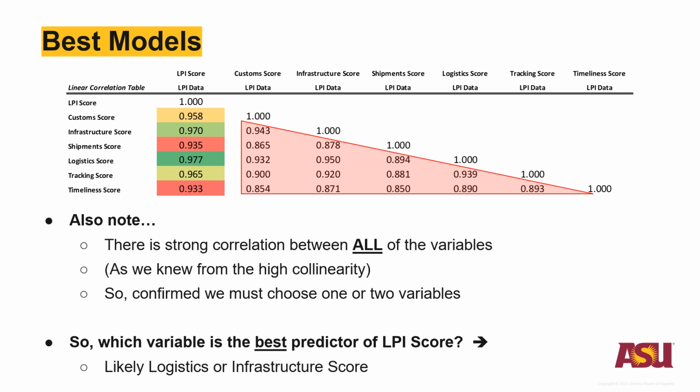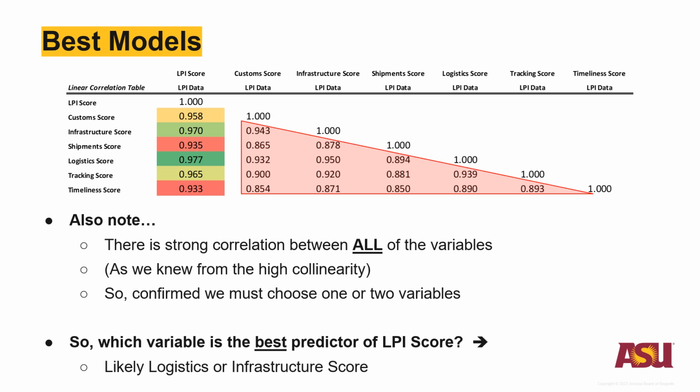Now, also note, there's a strong correlation between all of the variables, as we can see identified here. We could tell this from the high collinearity of our initial regression model, but this just further confirms that we must choose just one or two variables for our final regression model for determining LPI score.